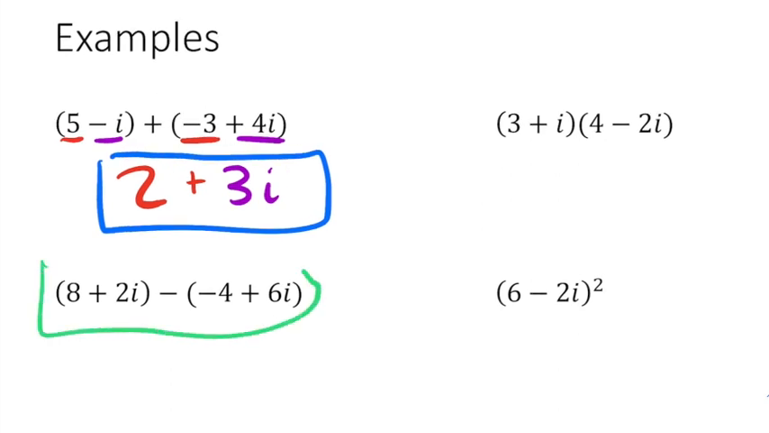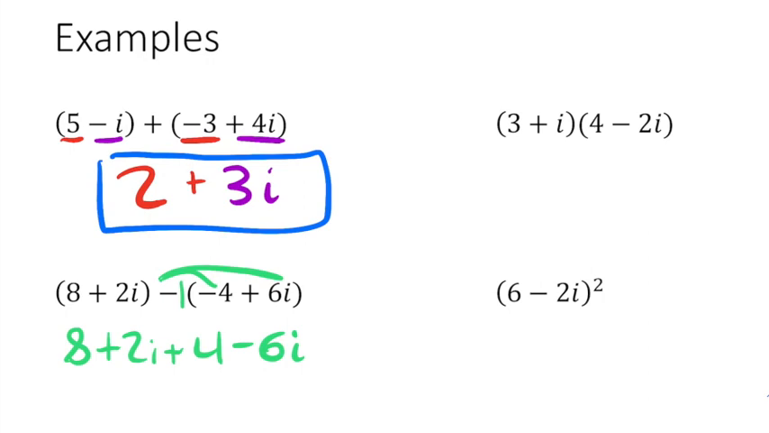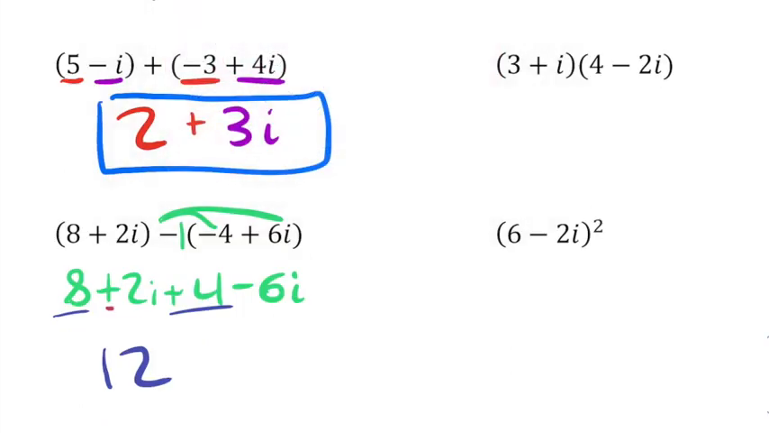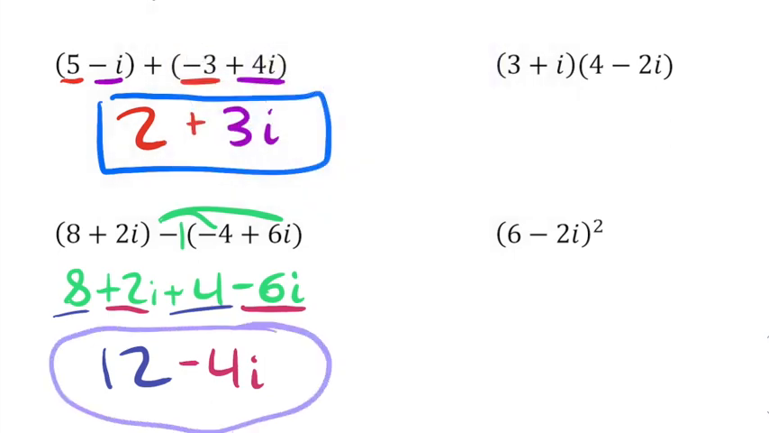Now in this next problem below, we're going to do subtraction. The first thing we need to do when we're subtracting is get rid of the parentheses. So I'm going to distribute this little negative 1 to the second set of parentheses. This is going to give us 8 plus 2i plus 4 minus 6i. Now we can go back to combining like terms. 8 and 4, the real parts, can go together to make 12, and 2i and negative 6i can go together to make a negative 4i, giving us a final answer of 12 minus 4i.